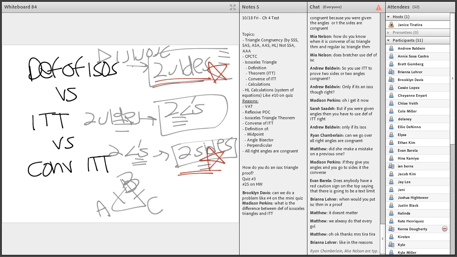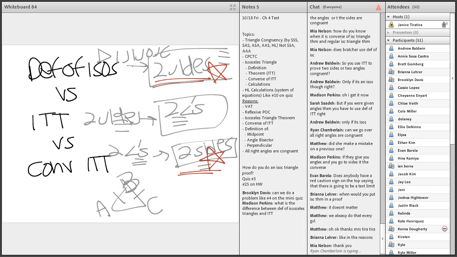Okay, let me reread. Did she make a mistake on the previous? They give you angles and you go to sides, it's converse.